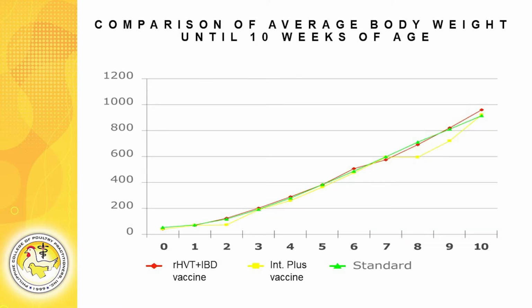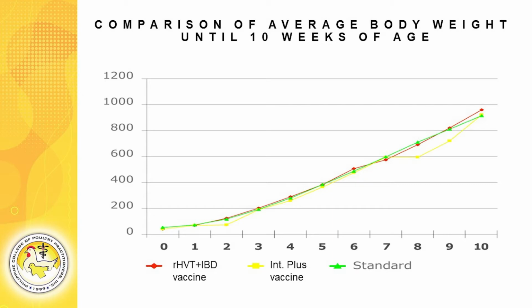Then on the next slide, the average body weight until 10 weeks of age, we see that there is a steady growth, very close to the standard, for the group that was vaccinated with the recombinant HVT-IBD vaccine. The group that was vaccinated with the intermediate plus vaccine shows a dip in the weights around 7 weeks, which they kind of compensate by 10 weeks, but during 3 weeks, those birds were below the standard expected for that particular breed.